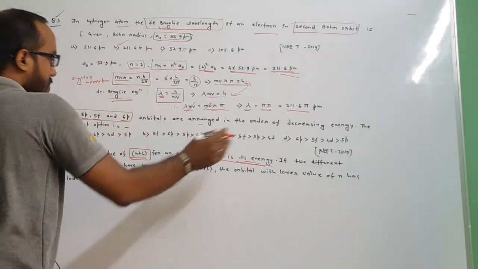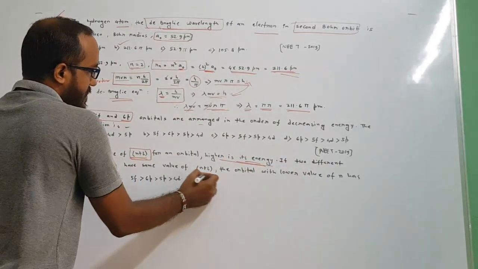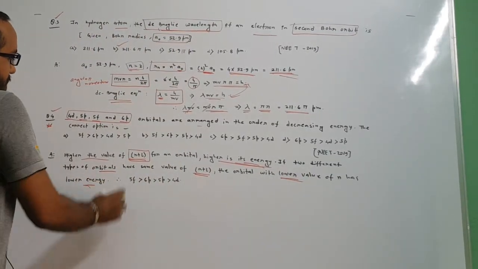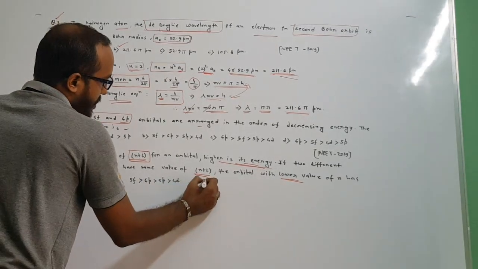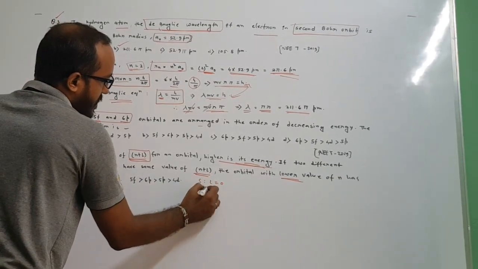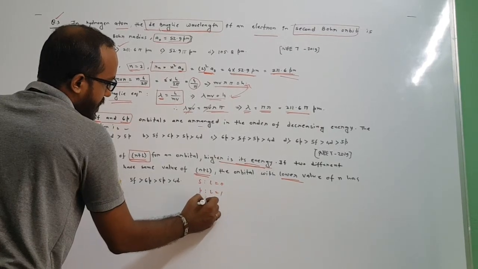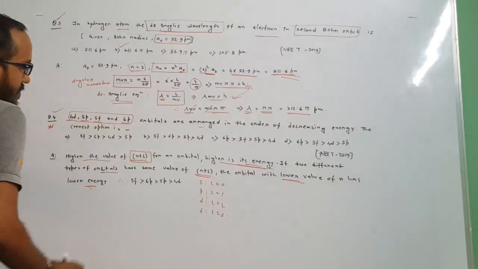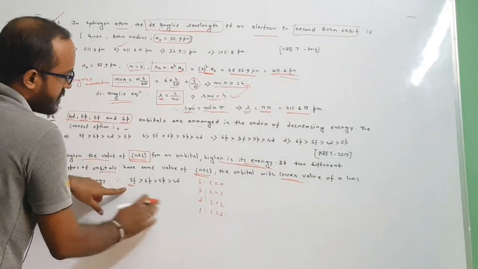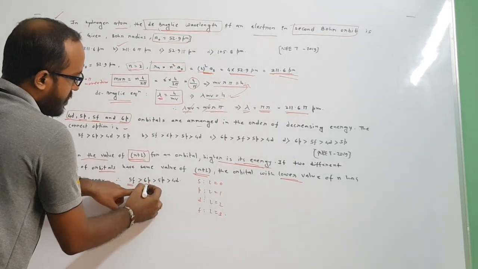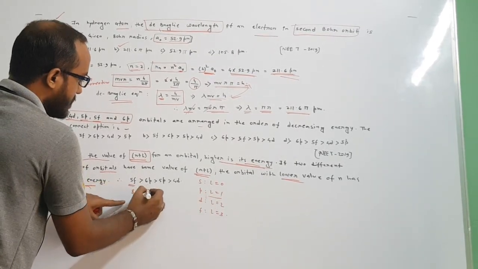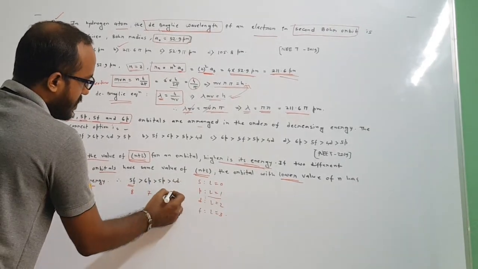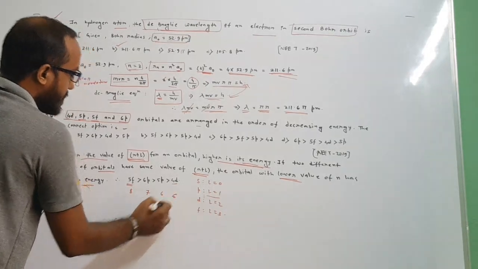And if two different types of orbitals have the same value of n plus l, then the one with the lower value of n has the lower energy. We know already that for s orbital l equals 0, for p orbital l equals 1, for d orbital l equals 2, and for f orbital l equals 3. Now here 5f, that is 5 plus 3, that is 8. Now 6p is 6 plus 1, that is 7, 5p is 5 plus 1, that is 6, and 4d is 4 plus 2, that is 6.